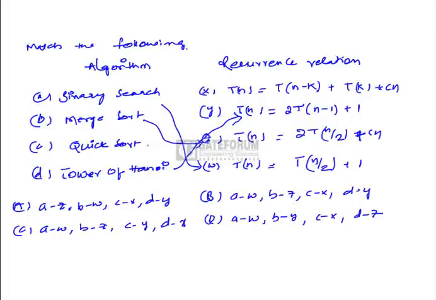And for quicksort, that is T(n) = T(n-k) + T(k) + 1 + cn is the recurrence relation. So here A is W, B is Z, and C is X, and D is Y. So which is option D?